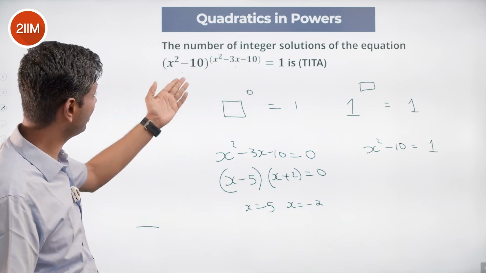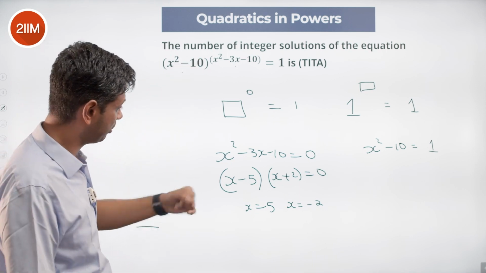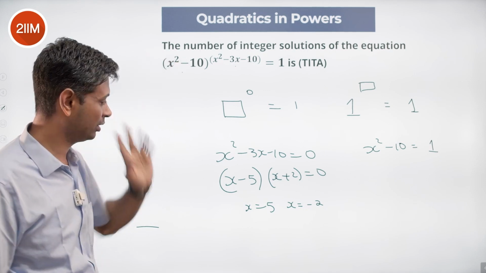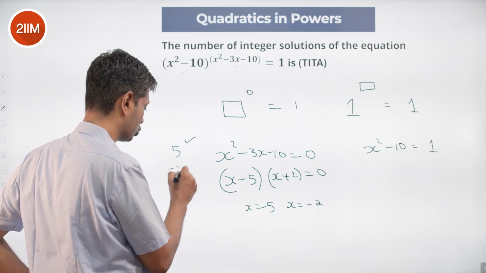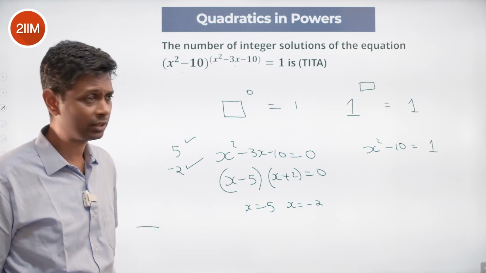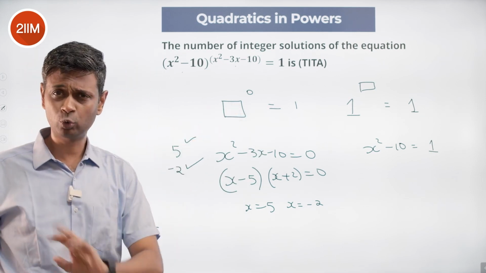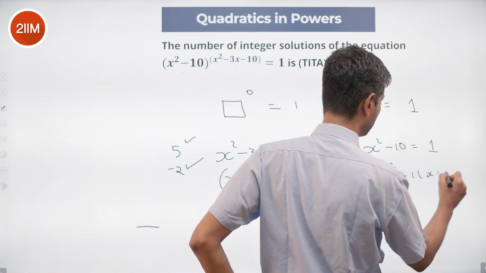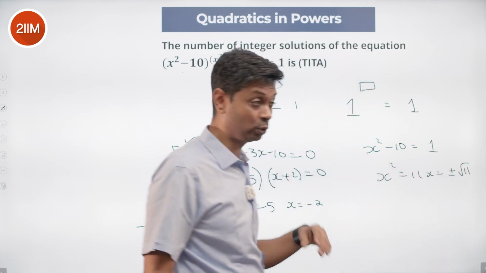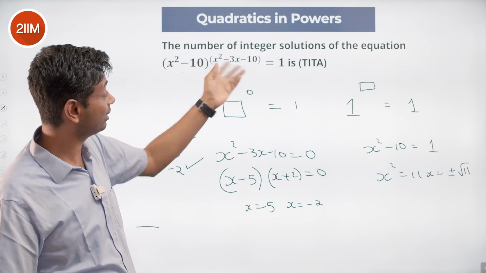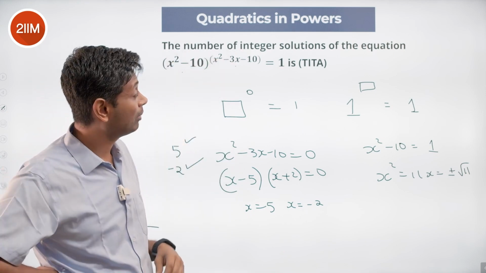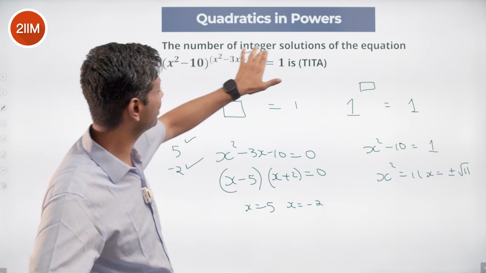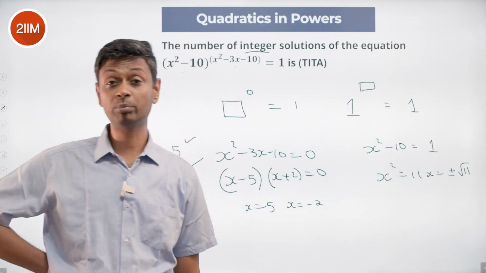If x is 5, 5 square minus 10 whole power 0, that will be 1. If x is minus 2, minus 2 square is 4 minus 10, minus 6 power 0, that is 1. So 5 works, minus 2 works. Nice, brilliant. 1 power anything is 1. That is super interesting. So x square minus 10 is 1, x square is 11, x is plus or minus root 11. Those are irrational, but do we need to worry about it? No, because we talk about integer solutions. x equal to plus or minus root 11 simply doesn't work.